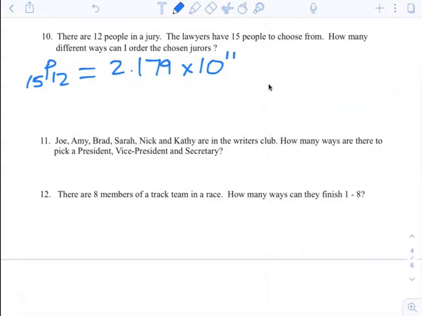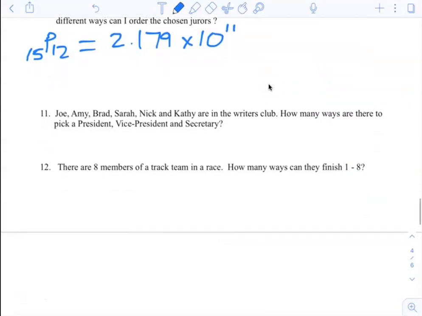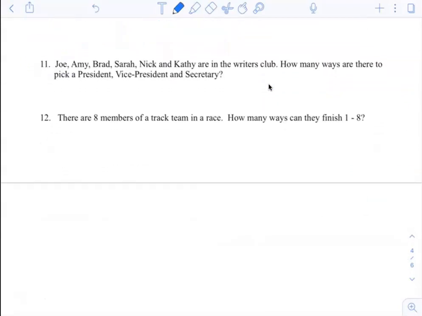Okay. Joe, Amy, Brad, Sarah, Nick, and Kathy. Let's count those names up. 1, 2, 3. Looks like there's 6 people here. Are in the Writers Club.